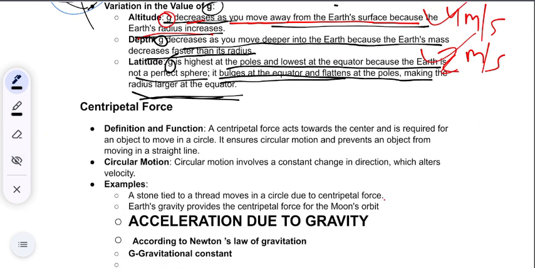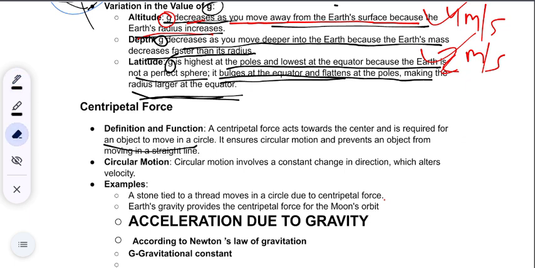Centripetal force. About this force I had explained in my previous video, but not in a very detailed manner, so I am explaining it right now. See, definition and function. What is the definition? A centripetal force acts towards the center and is required for an object to move in a circle.